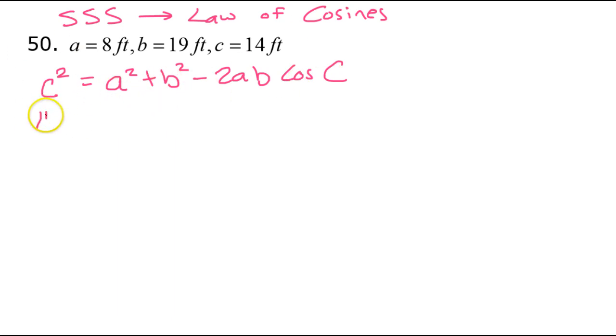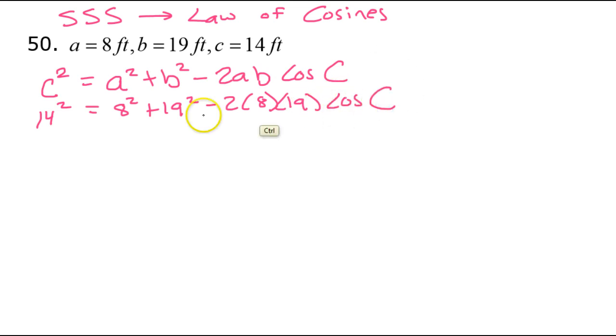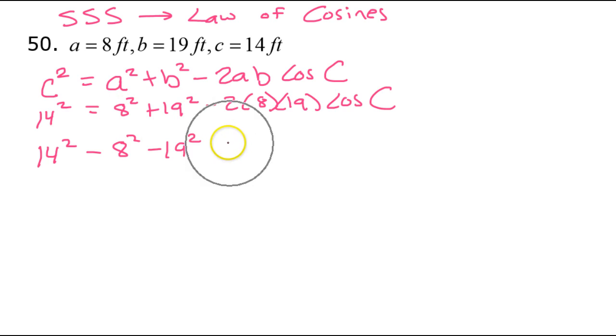So that's going to be 14 squared is equal to 8 squared plus 19 squared minus 2 times 8 times 19 cosine of angle C. To get cosine of C by itself, I first would subtract 8 squared and 19 squared from both sides. So that would leave me with 14 squared minus 8 squared minus 19 squared, because I subtracted it. Okay, and that would equal negative 2 times the rest of it.